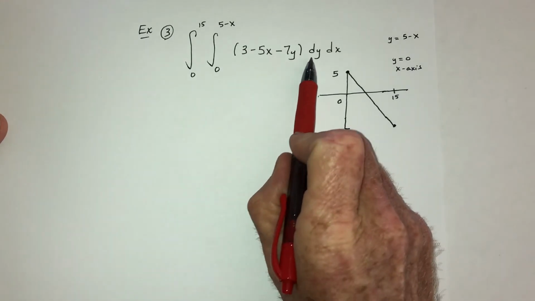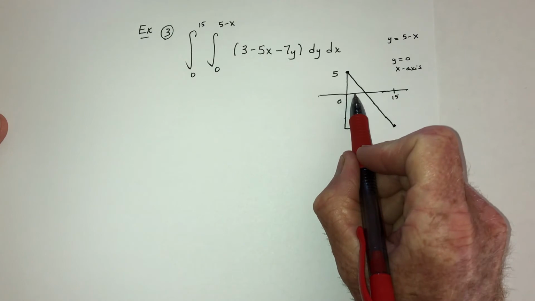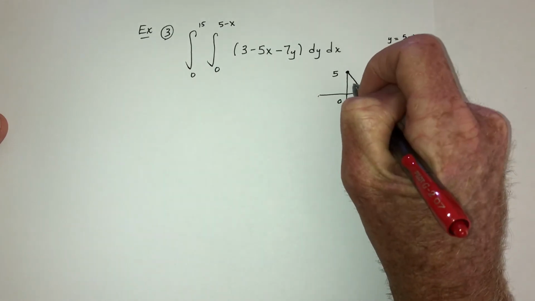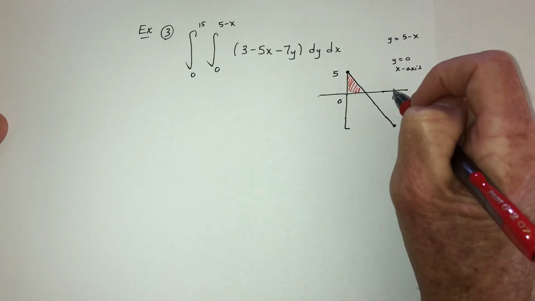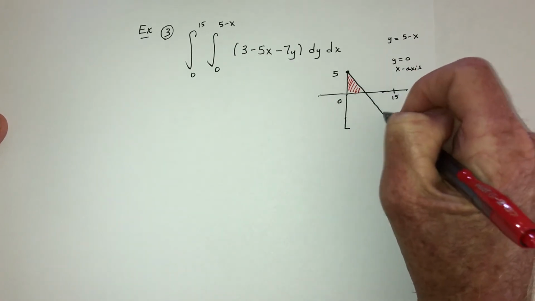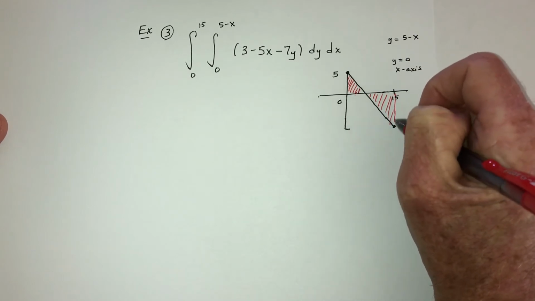So since this part says that the y goes from 0 to the line, in this area, it has to go from 0 to the line. So that means it's going to be this area. And in here, it has to go from 0 to the line. So then it would have to be this area. So it's like two little triangles.